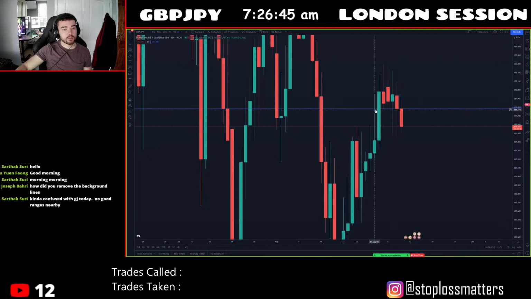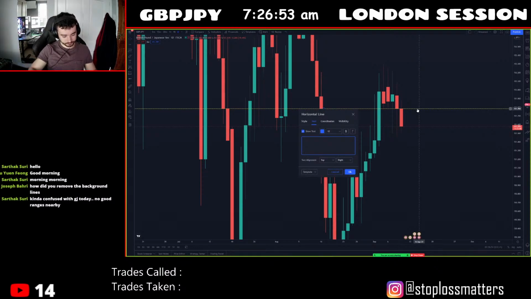Let's zoom in. Right, so we can see our daily is bearish. The one yesterday was also bearish. So it looks like we are rejecting them highs over here. Let's keep this yellow.